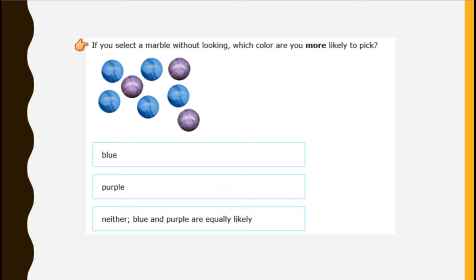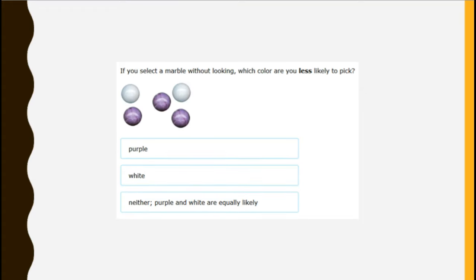If you select the marble without looking, which color are you more likely to pick? Well, let's see. We have 1, 2, 3, 4, 5 blue marbles and 1, 2, 3 purple. So I'm more likely to pick a blue one. Okay. If you select a marble without looking, which color are you less likely to pick? Well, there's 3 purples and only 2 whites, so I would say I'm less likely to pick a white.